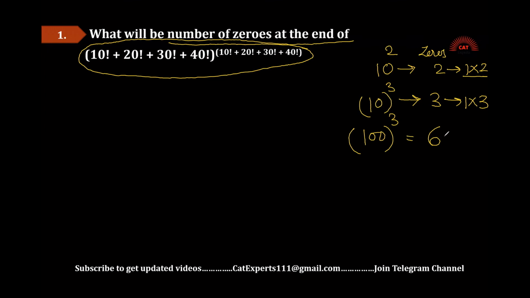What will happen over here? Now the base consists of 2 zeros and power 3. So number of zeros are going to be 6. How to use this concept to solve the number of zeros at the end of the given expression? As we have discussed, can you tell me the number of zeros at the end of 10 factorial? Yes, we have just discussed, 2 zeros. So I can say this expansion should have 2 zeros and the rest of the digits on its left part.